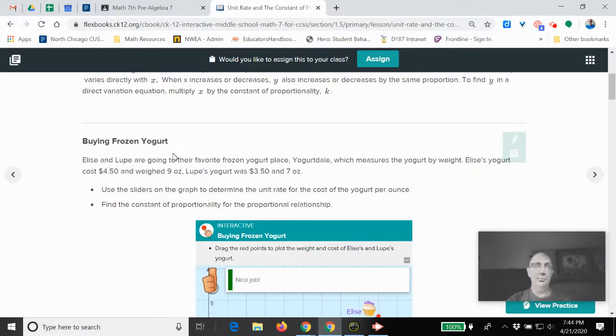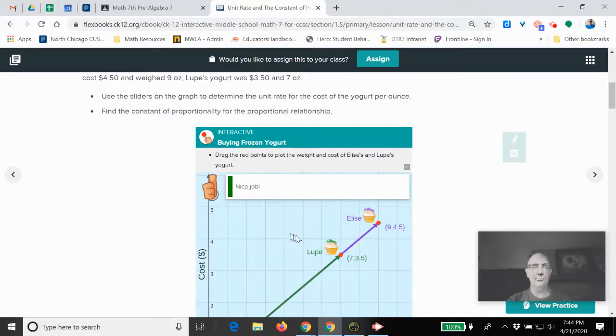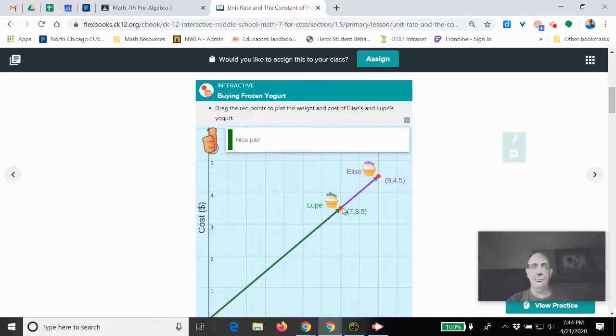Elise and Lupe are getting treats at the yogurt place. Elise's yogurt is $4.50 and weighs 9 ounces. Lupe's yogurt is $3.50 and 7 ounces. They're buying the same thing. It should cost the same, right? So if I move these around, Lupe at 7 ounces is $3.50. Elise is 9 ounces and she spends $4.50.